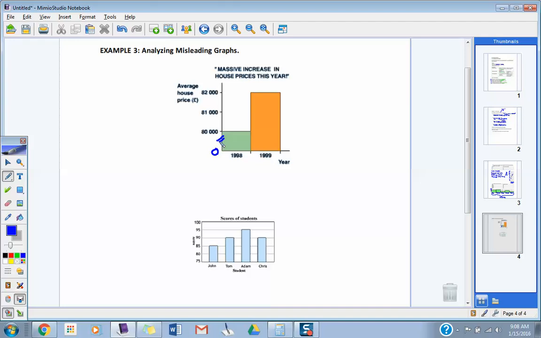So really, what's the price of a house in 1998, guys? Average-wise, what's it say? 80,000. And then what is it in 1999? 82,000. Okay, it only went up $2,000. It went up 2.5%. But this makes it look like the price of houses tripled the way the graph is presented. 2.5% is not tripling stuff, folks. So one way graphs are misleading is they have a big jump to start, or maybe there's a break in the graph.